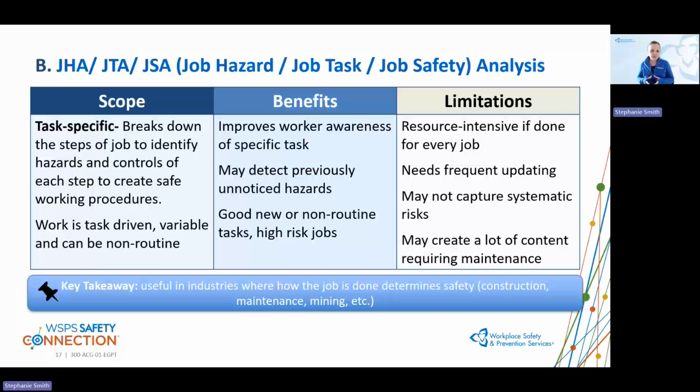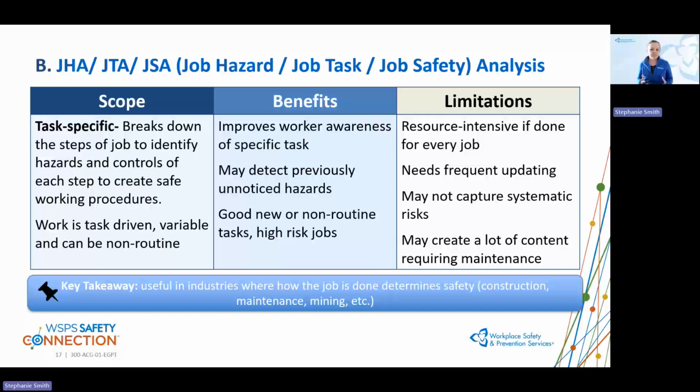If we're really just loading and unloading a cell, like an assembly cell, that's very repetitive. It could be done in the general hazard assessment. The limitations of JHAs is that they are resource intensive. You need the workers and the supervisors who are conducting that specific task there with you. It needs frequent updating. So anytime a task changes or a control changes, you have to update all the JHAs that are impacted by that task or by that control that's changed.